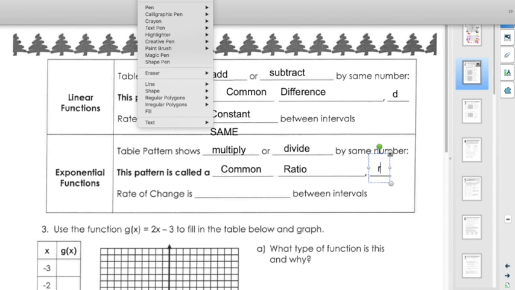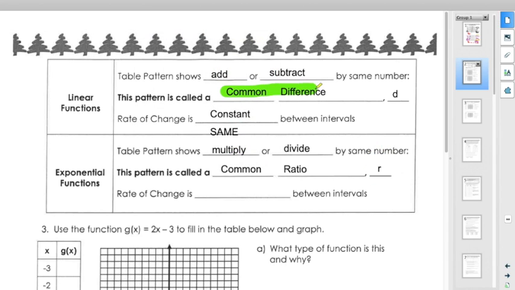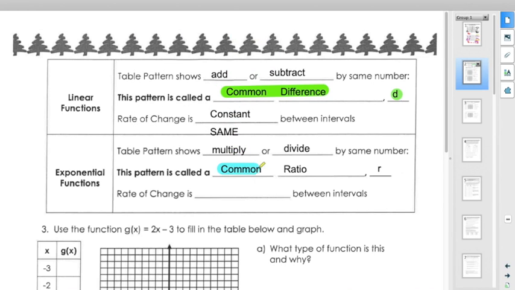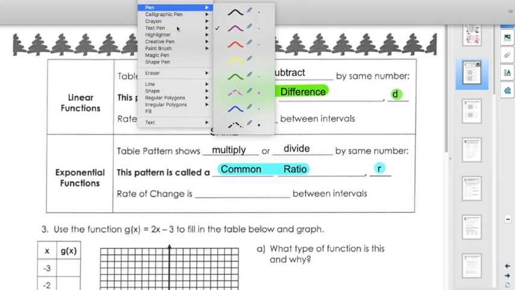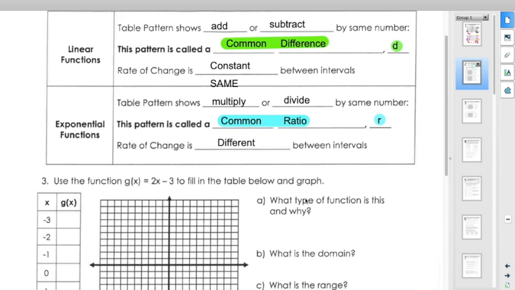Okay, so common difference is represented by the letter D. Common ratio, if you have a highlighter, I would use it now, is represented by the letter R. And again, as we said on the front page, the rate of change for exponential functions is different between intervals. It's not the same.